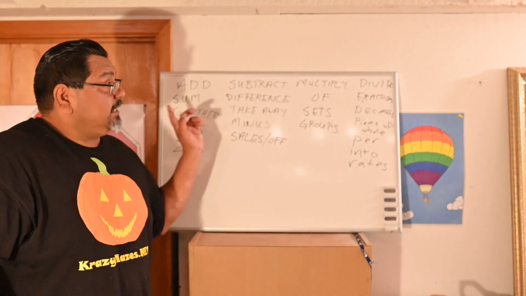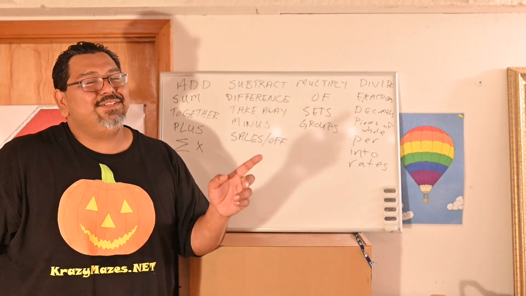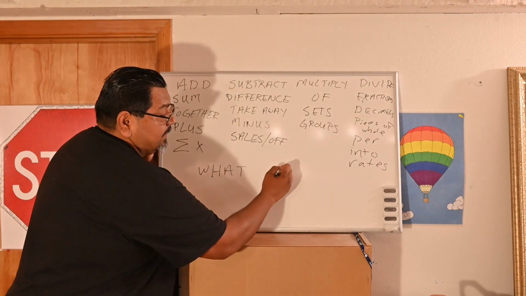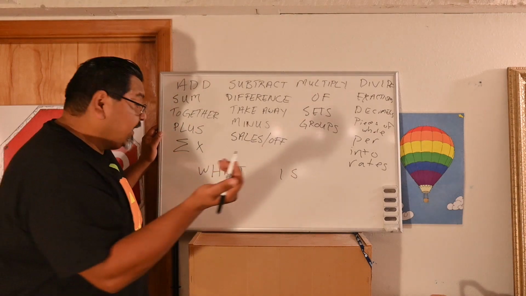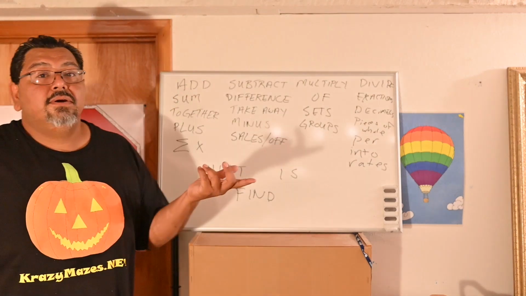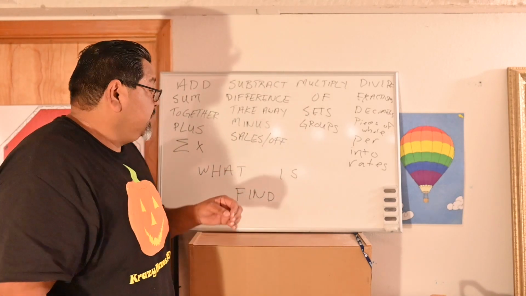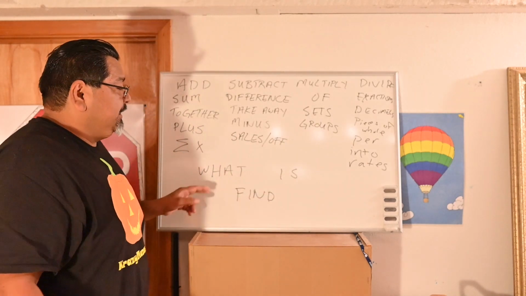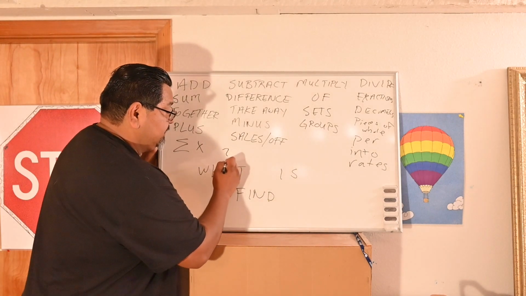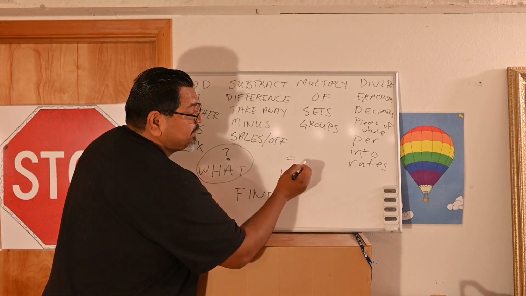Now, aside from adding, subtracting, multiplying, and dividing, the biggest ones that you need to look for are the words what, is, and find. Those are pretty big words because they tell you this is what we're looking for, or this is the item we want to solve. What is usually going to be your unknown, something that we don't know. We're looking for what that is.